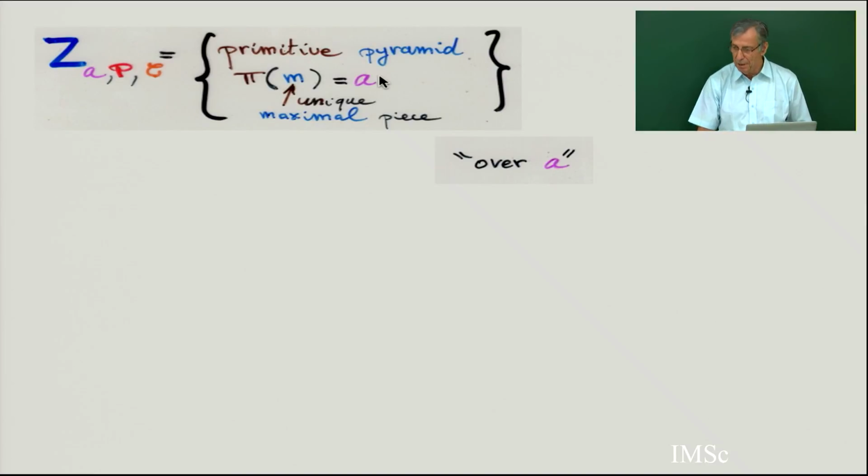What does primitive pyramid mean? It's a pyramid which is not a product of two pyramids of the same kind. Primitive means that if you look at the maximal piece, and at what I call the tube below the maximal piece, there is no other piece which projects on A. Below the maximal piece, there are no pieces which project on the letter A. Let's give an example of this.